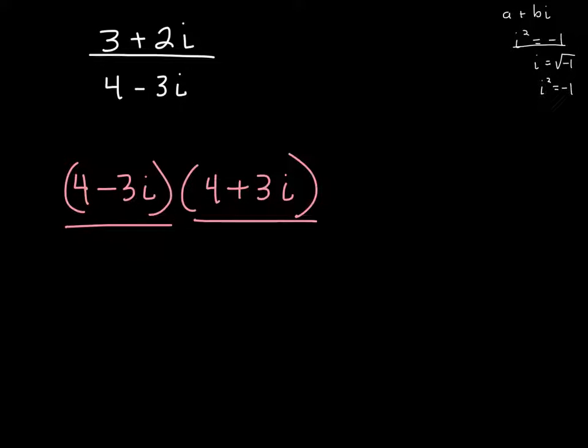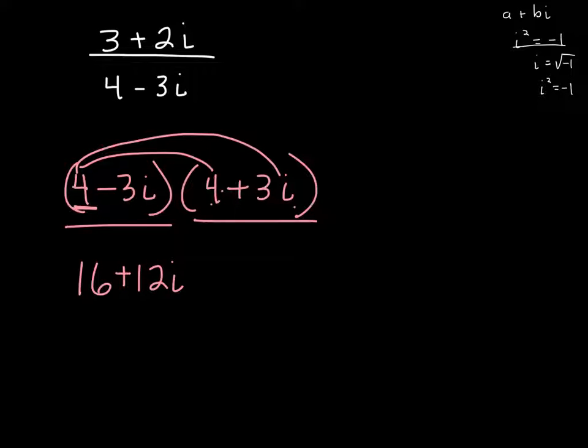So we've multiplied the first term of the binomial, which is 4 times 4, and it gets us 16. So we did that multiplication. Then we're going to multiply the 4 times the 3i. So we're just distributing the 4 into both terms on the other binomial. So 4 times 3i gives us positive 12i.